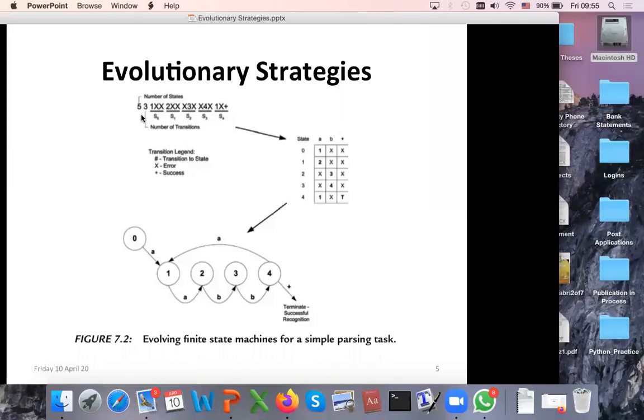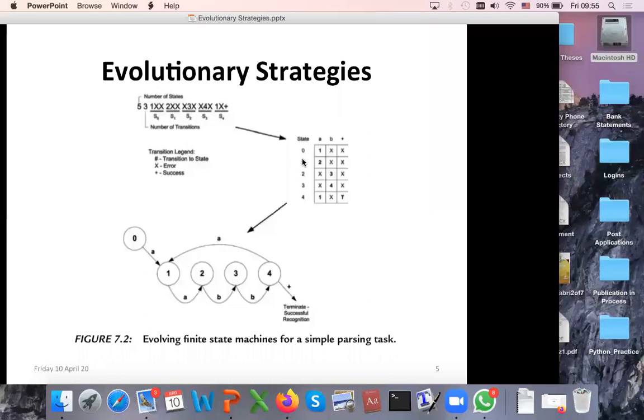So now I hope that you have the understanding of this string, and if this string is given to you, then you can make this finite state machine, and also you can make this transition table through this string. Is it clear or not?